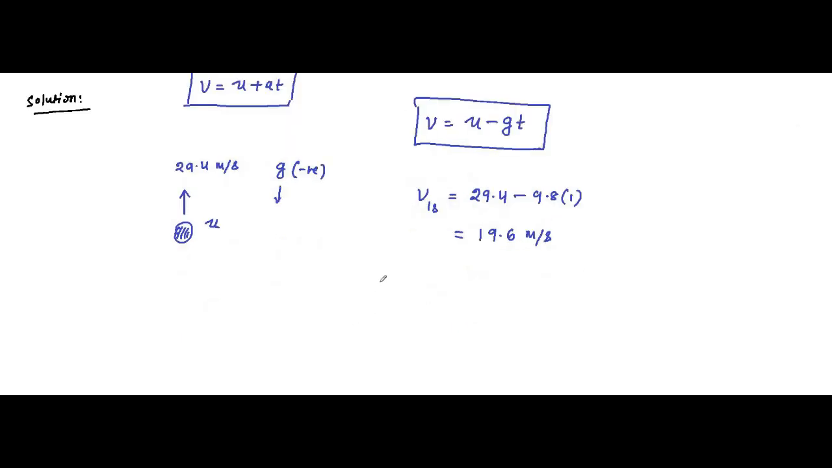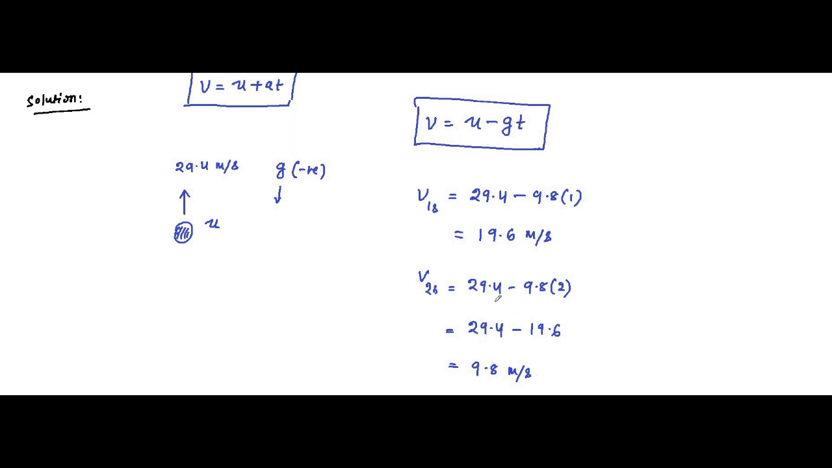Then the velocity after 2 seconds will again be u minus gt, that is 29.4 minus 9.8 into 2. So it is 29.4 minus 19.6, which is equal to 9.8 meters per second.